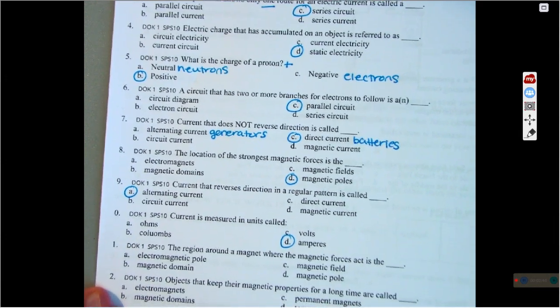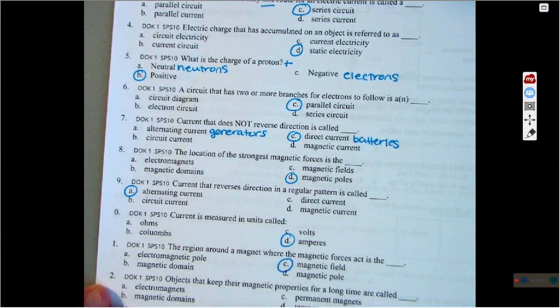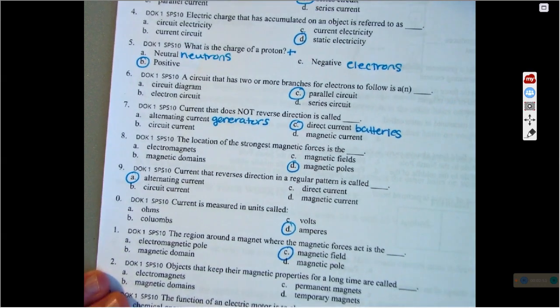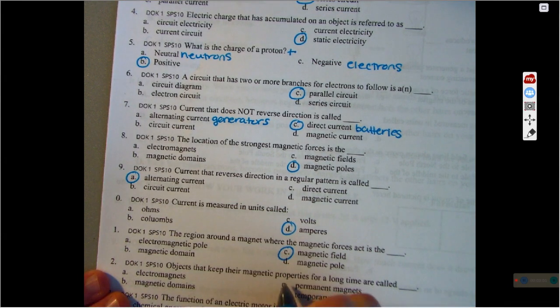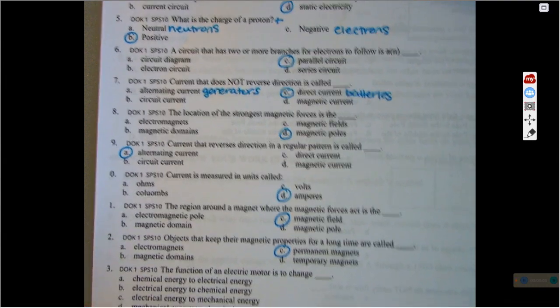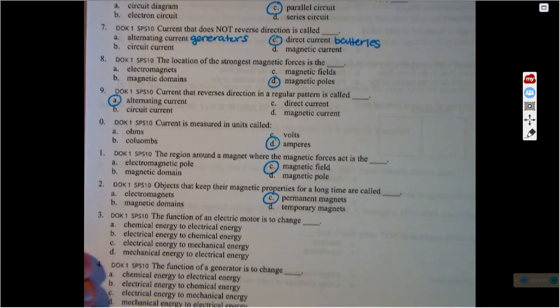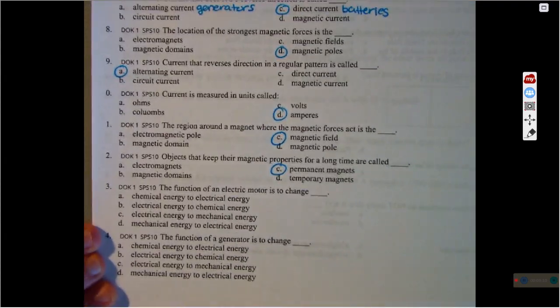The region around the magnet where the magnetic forces act would be the magnetic field. Objects that keep their magnetic properties for a long time are permanent magnets. Temporary magnets are like electromagnets that you can make and attach to a current to become magnetized, but they are not always going to be magnetized. So permanent magnets keep their magnetic properties.